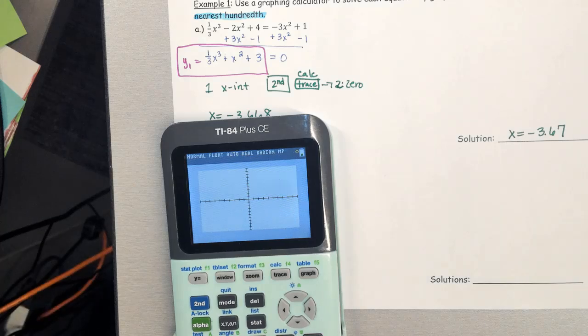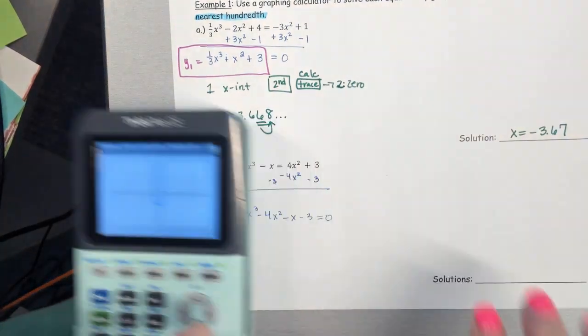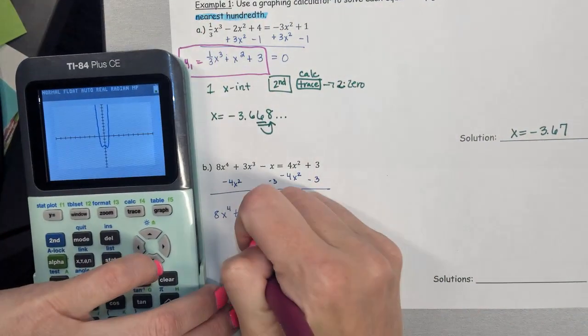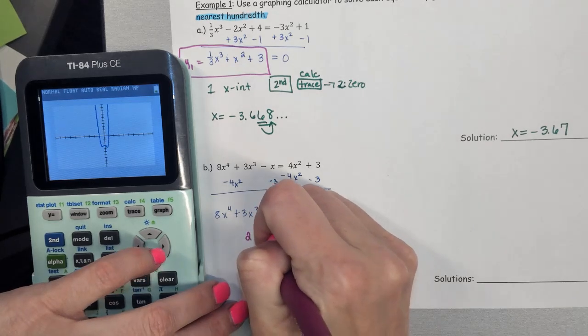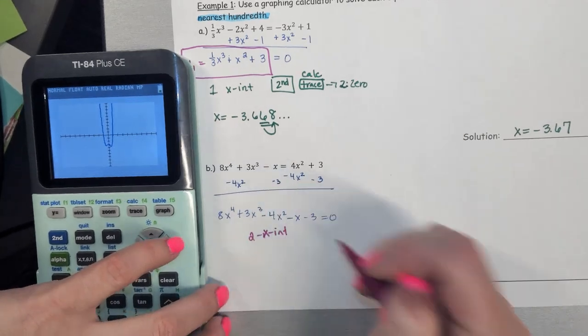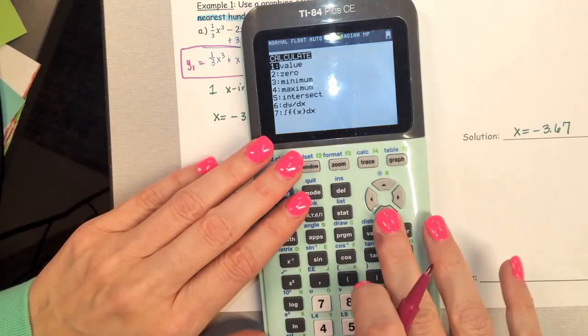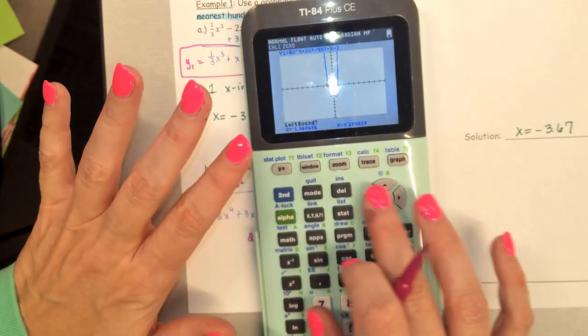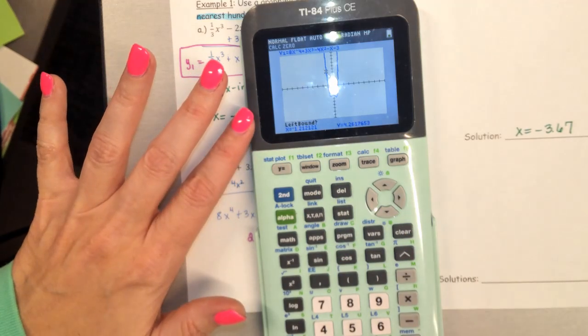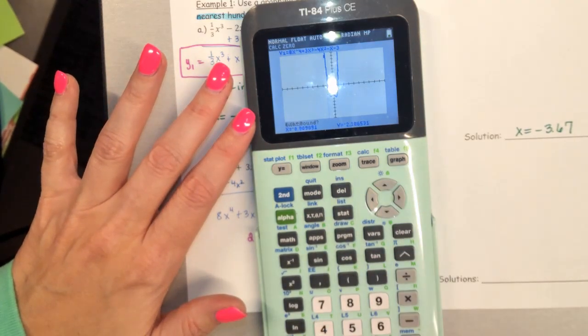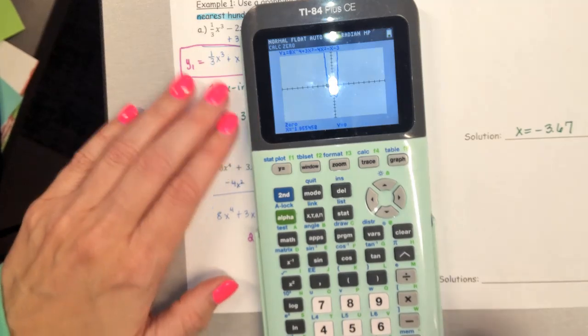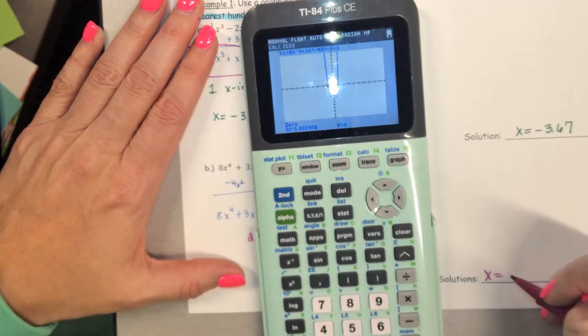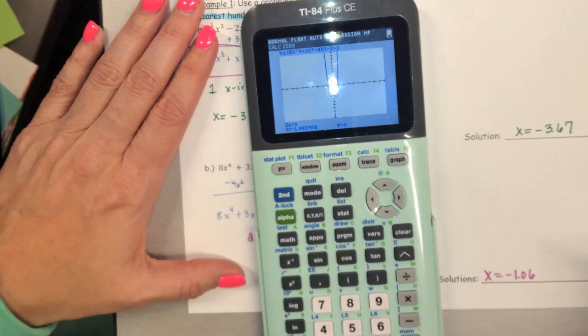Right, so then if it crosses the x-axis twice, you're going to have to do this process twice, okay? So you have two x-intercepts, so we're just going to go to second calc, the 0, okay? So this time when you do your left bound, it'll be above, here it's below, you can take your guess. So one of your zeros is negative 1.06.